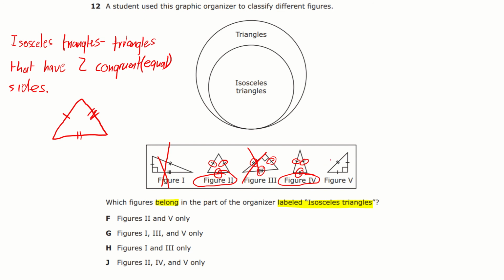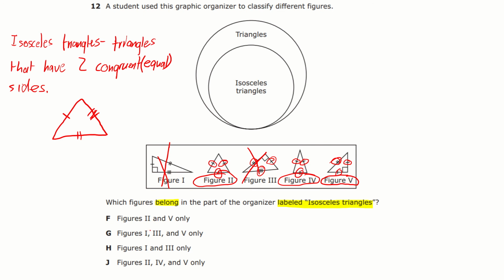And lastly, for figure 5, we can see that this side has one tick mark, this side has one tick mark, this side has two tick marks. You can see that this bottom side and this vertical side have the same number of tick marks, so they're both congruent. So that means that figure 5 is an isosceles triangle. So to wrap up, figure 2, figure 4, and figure 5 are isosceles triangles.